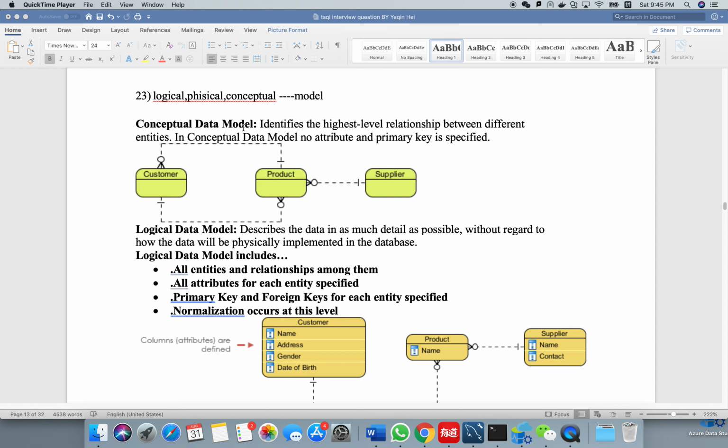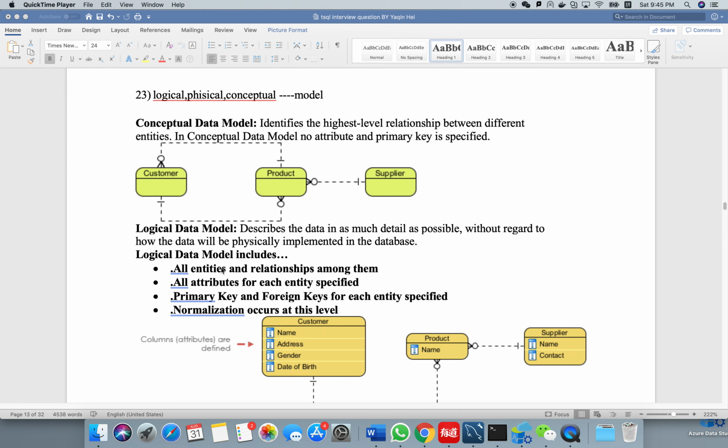23. Logical, physical, and conceptual model. This is just the model we decide on for software. First, the conceptual data model. This is the highest level of relationship between different entities. It just shows the entities and the kind of relationship between them. So at this level, we do not have any columns. We just have the entities and the relationships.